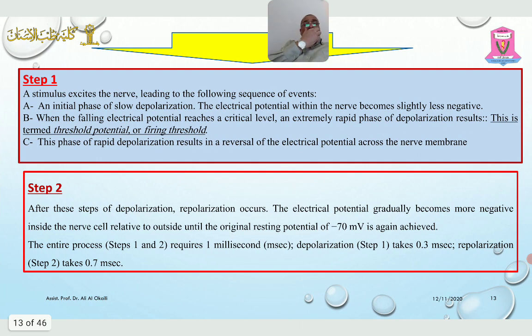ما يحدث بالحقيقة أنه المؤثر للألم، سبب الألم كان يكون pathology or trauma or thermal stimulus. A stimulus excites the nerve, leading to the following sequence of events. An initial phase of slow depolarization، اختلاف بتراكيز الأيونات في الداخل والخارج للنيرف ممبرين.